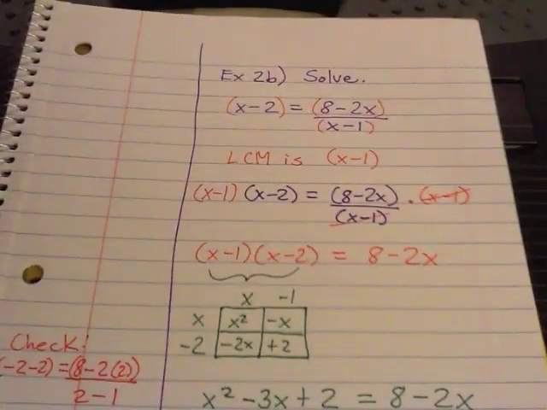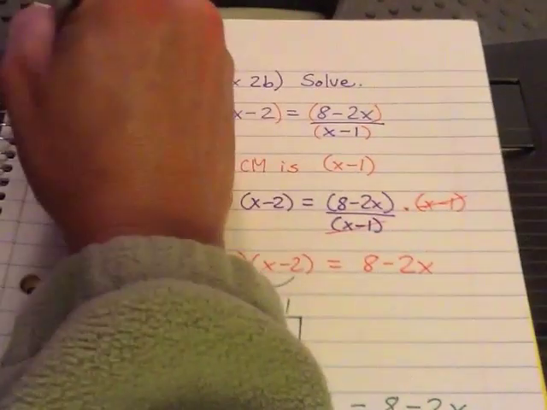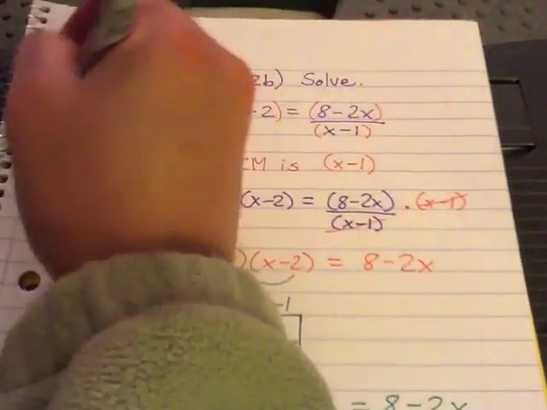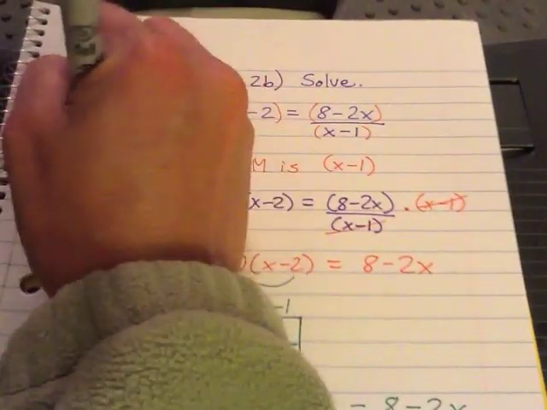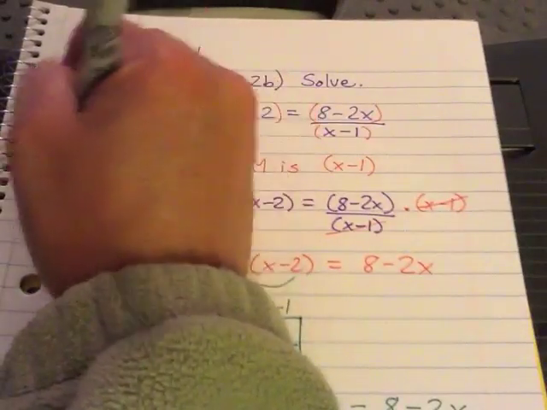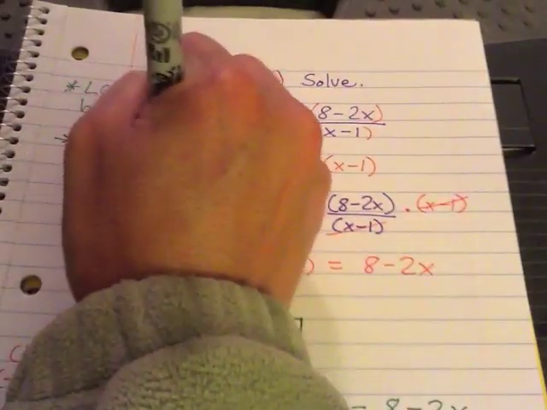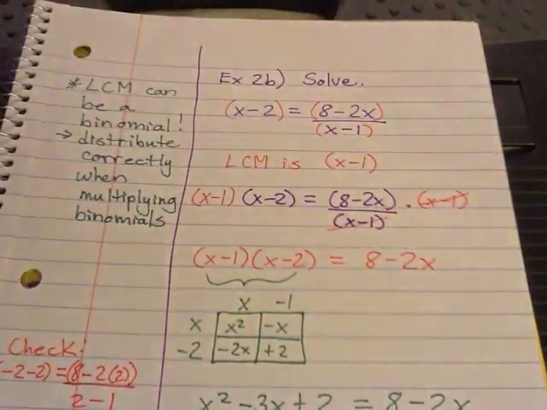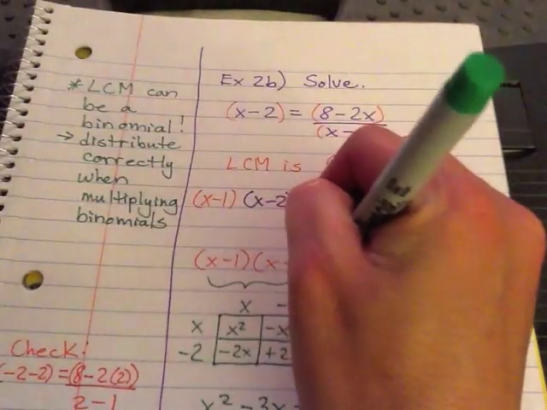So go ahead and make yourself a little note. LCM can be a binomial. Distribute correctly when multiplying binomials. Okay, make sure you're using either the rectangle or FOIL. And if you don't know what we did there, make yourself a little note that we multiplied.